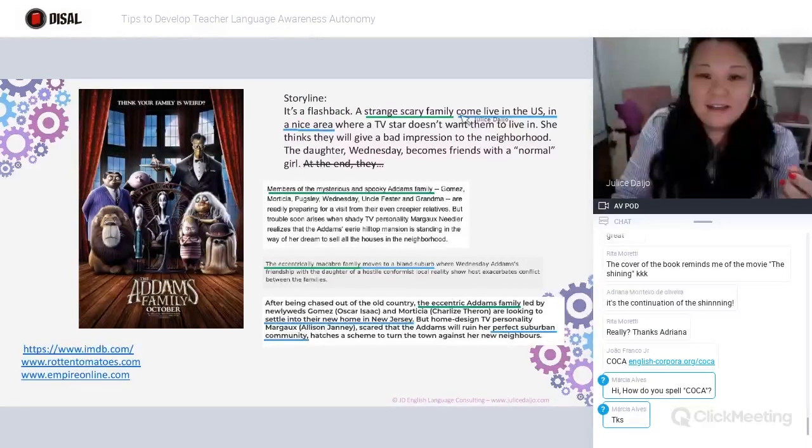Keep digging. She wrote, come live in the US in a nice area. And we could find "moves to a bland suburb." Suburb is a name for a nice area. Or another way to say that, "settle into their new home in New Jersey," "perfect suburban community."